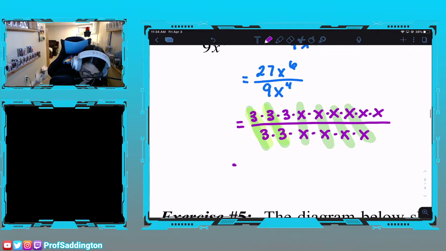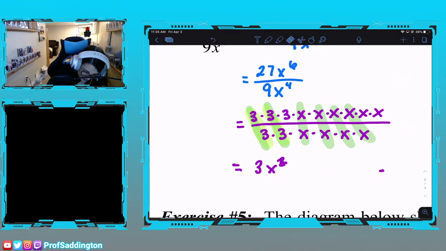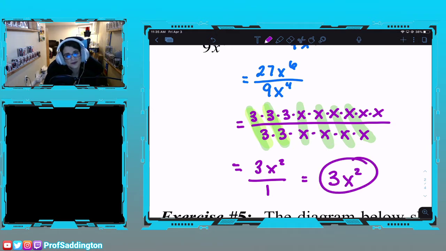So let's see what's remaining. I have a 3x squared on top. My pen froze again. Still frozen. Maybe it died. Oh, there it goes. All over 1, but anything divided by 1 is just itself, so we can leave this as 3x squared.